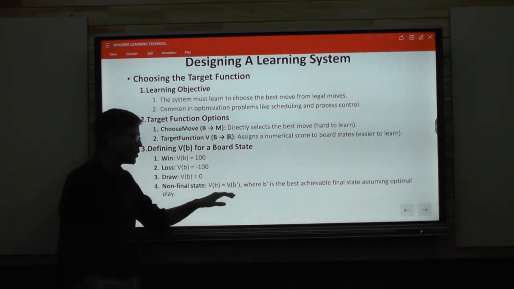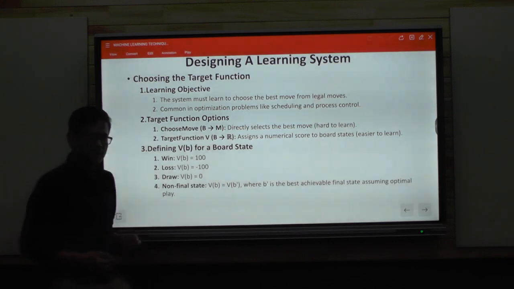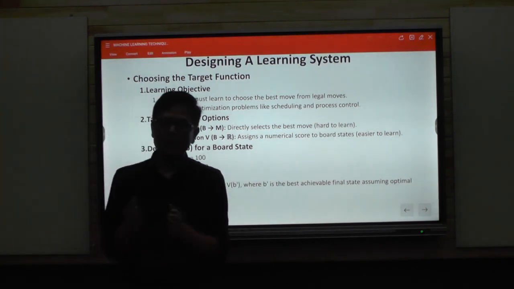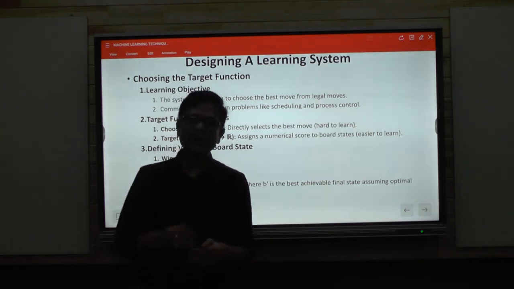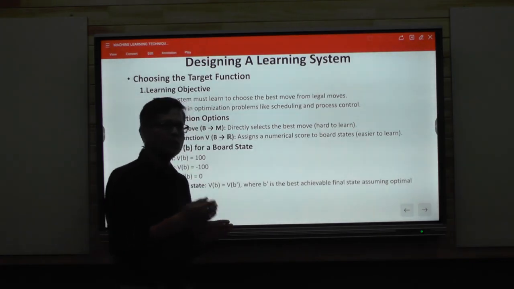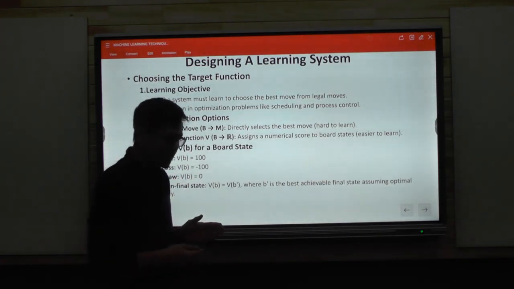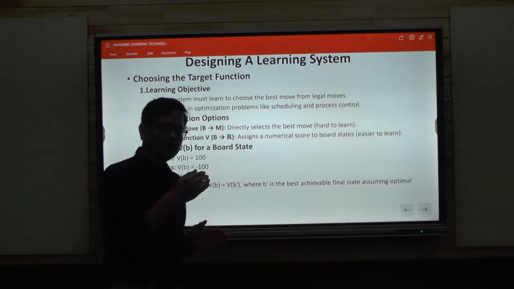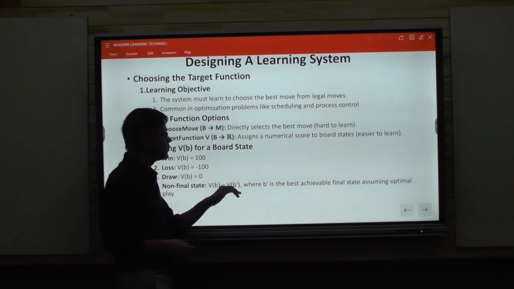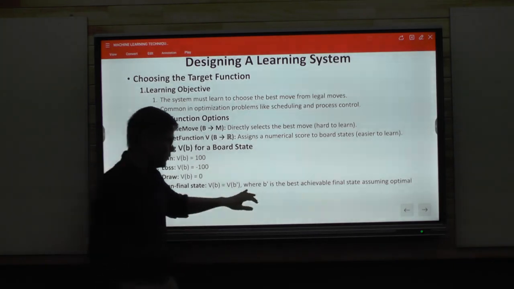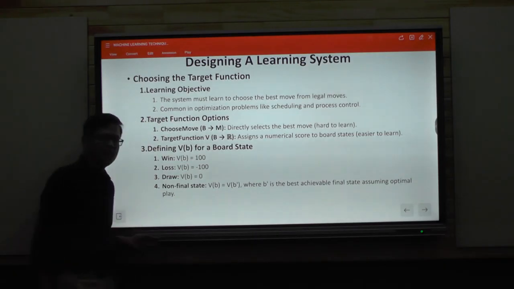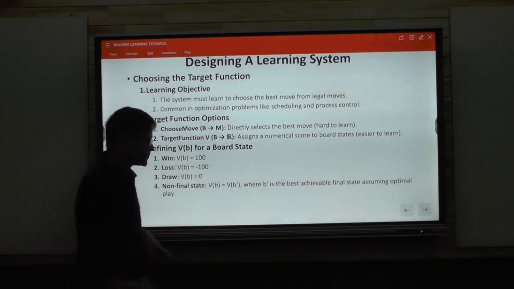And there could be some non-final states, because when you start playing a game you have not actually lost. You can win or you can lose. So there are intermediary states, and that means we have intermediary board scores and intermediary values. So a non-final state is defined as V(b) equals V(b'), where V(b') is the best achievable final state, assuming optimal play.